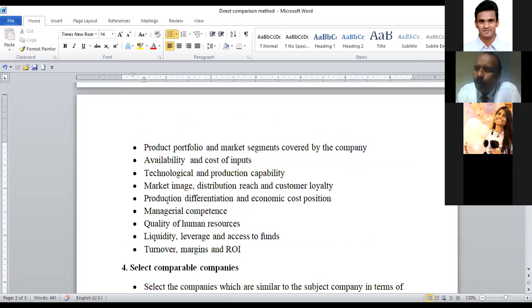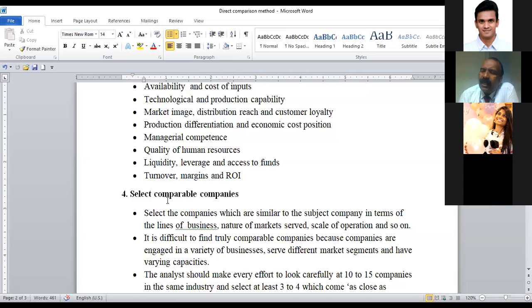We look at its product portfolio and its market segments, availability and cost of inputs, where this particular company is getting its raw material, and its technological capabilities, its market image, the goodwill of the company, customer loyalty, product differentiation, the quality of human resources, and its top management competency. Then its liquidity position, leverage position, its debt equity ratio, and then we should look at its turnover, its margin, and its return on investment, ROI. So these are all the indicators which help an analyst to value the subject company.